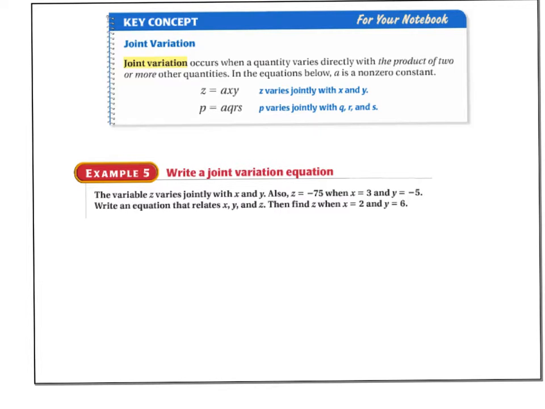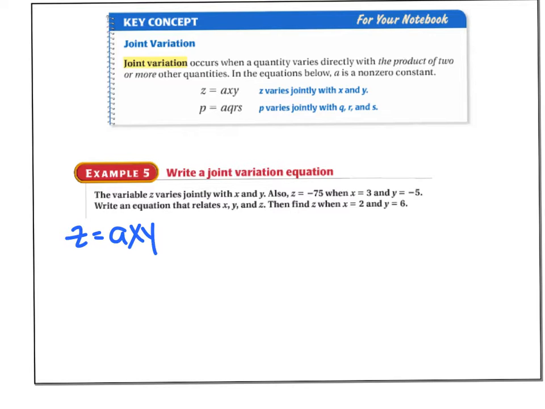So let's write a joint variation equation looking at example 5. It says the variable Z varies jointly with X and Y. Right there we can write our equation and say that Z equals some constant of variation, which will always be there, times X and Y. It then goes on to say that Z is negative 75 when X equals 3 and Y equals negative 5. We're supposed to write an equation. So this really isn't brand new. It very much is like what you've done before.